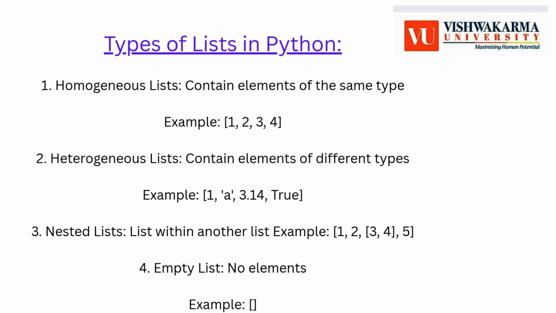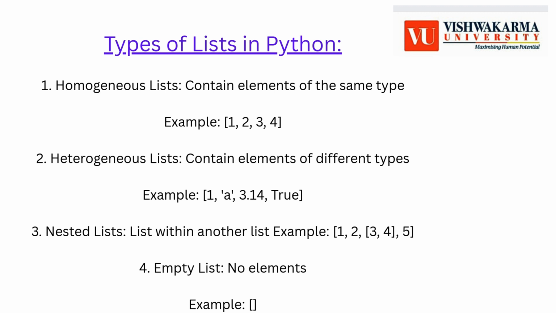Now let's see types of list in Python. First is homogeneous list, second is heterogeneous list, third is nested list and the fourth is empty list. So what is a homogeneous list? It contains elements of the same type, for example 1, 2, 3, 4. It is a homogeneous list because it has only integers and no string. So it has the same type of elements, and such a list is called a homogeneous list.